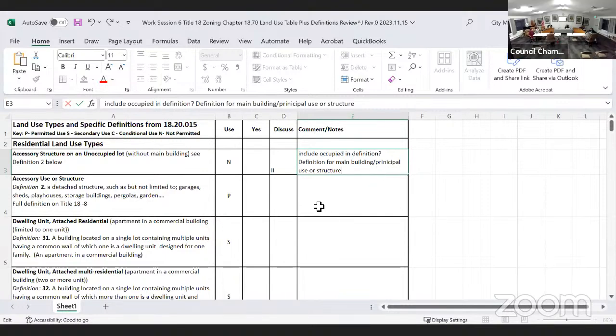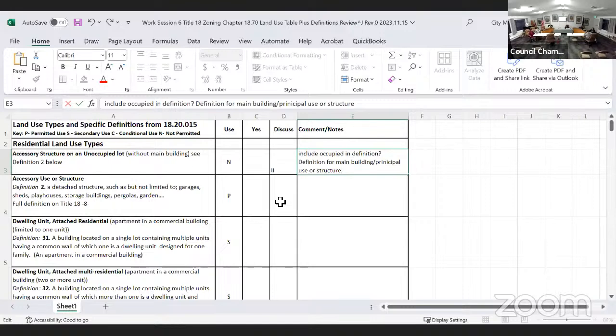Okay. If there's anything further on that one, it looks like that'll be a discuss. We can bring back some examples of other definitions to help tie it in together. And if we come up with examples of things that don't meet the needs under land use, looking at what that would look like being a principal use building or a main building, that'd be great.